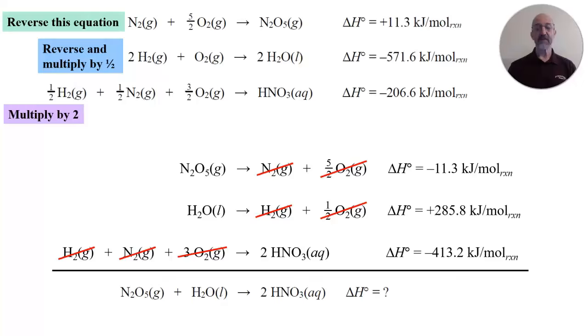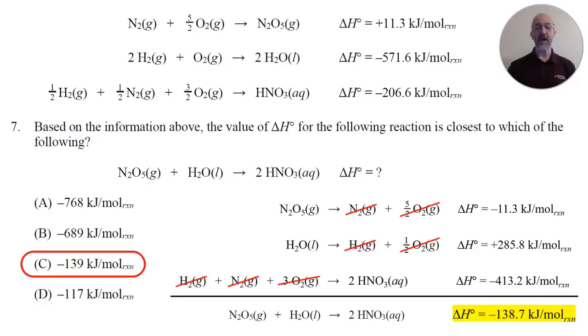The answer to question 7 is going to be the following: negative 11.3 plus 285.8 plus negative 413.2. And when I do that math, I get negative 138.7 for the value of delta H for this overall reaction. So looking at the 4 choices in question 7, I can see that the correct answer is approximately negative 139 kilojoules per mole of reaction. So the correct answer to question 7, based on Hess's law, is choice C.